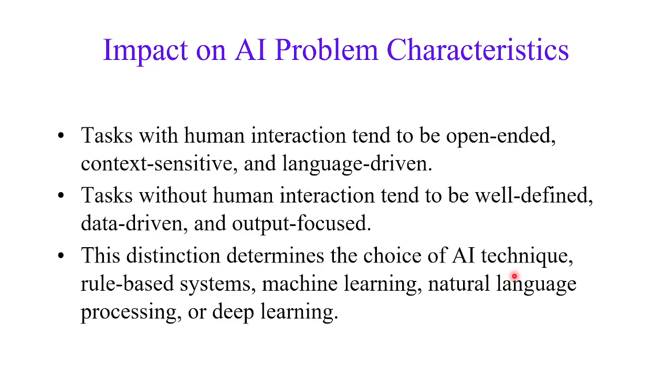So for interactive tasks, you likely use natural language processing, a dialogue system, or a large language model. For non interactive tasks, you might be using classical machine learning, a rule based system, or deep learning classifiers. Choosing the wrong type of technique because you misclassify the type of problem, that's exactly the kind of expensive mistake problem classification is designed to prevent.